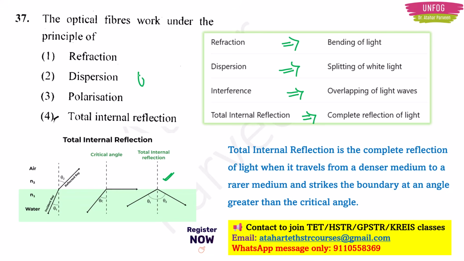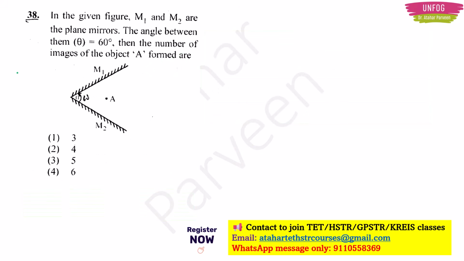And in these optical fibers, total internal reflection only happens like this, right? So option 4 will be the correct answer here. Next, question number 38. This is also a very important question. We can expect this in any CET, GPSTR also, KREIS also and in TET also.